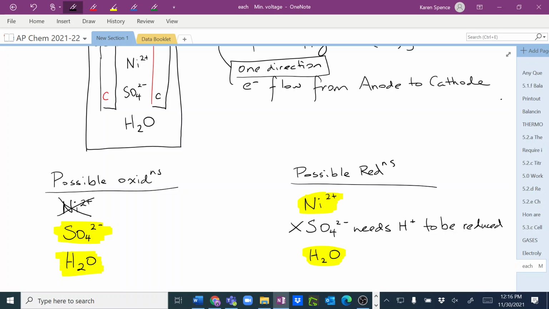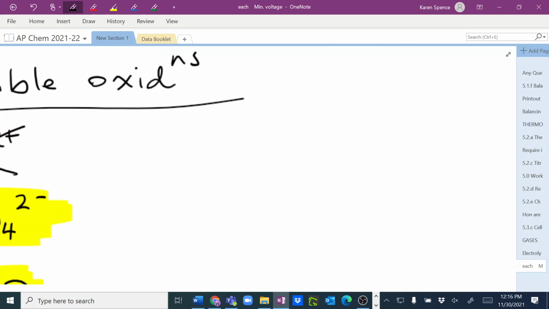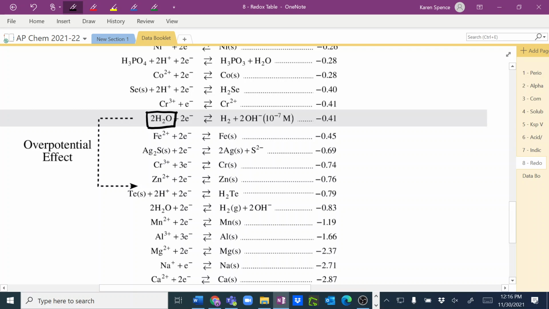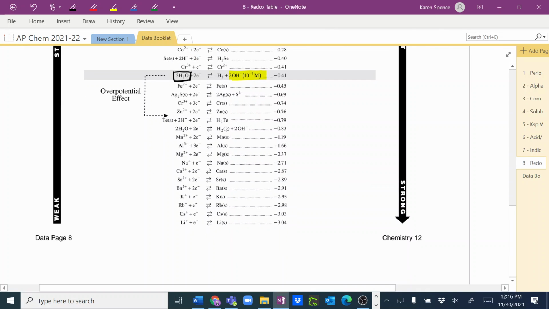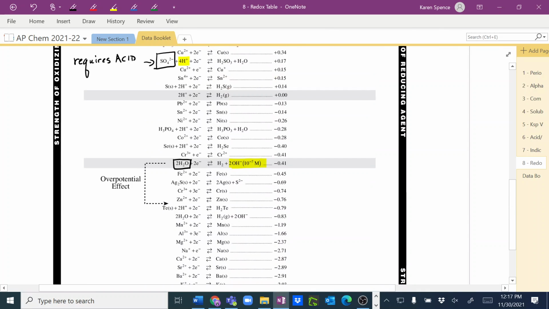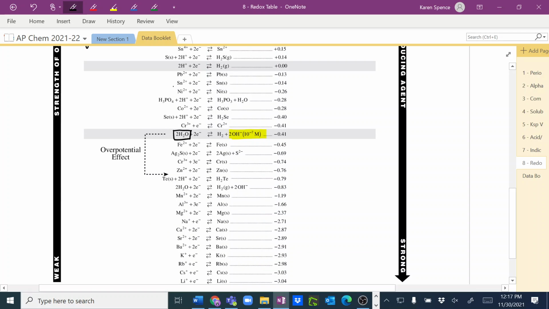You just say, okay, we're going to go with this one here because, again, it's got that 10 to the negative 7 molar. That's neutral water. So that's the one we're going to choose. So we got the water there, and nickel is, where's nickel? Oh, it's got to be up. Nickel. Oh, it's up. There's nickel.